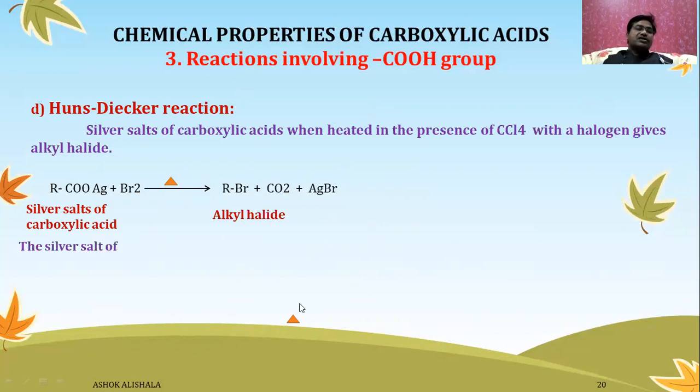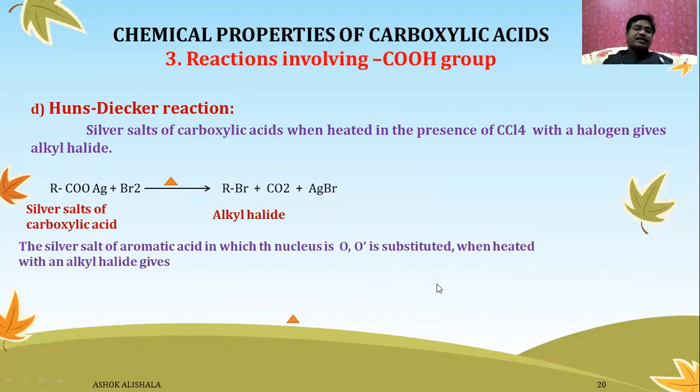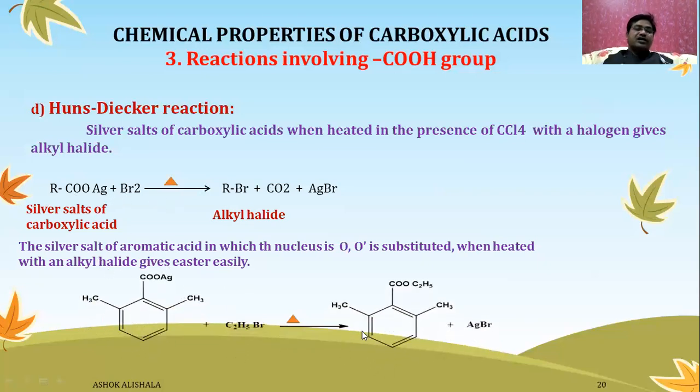Now let us see this one. The silver salts of aromatic acids in which the nucleus is ortho-substituted, when heated with an alkyl halide, give esters very easily. This is in the case of the aliphatic silver salts. This is in the case of the aromatic silver salts.